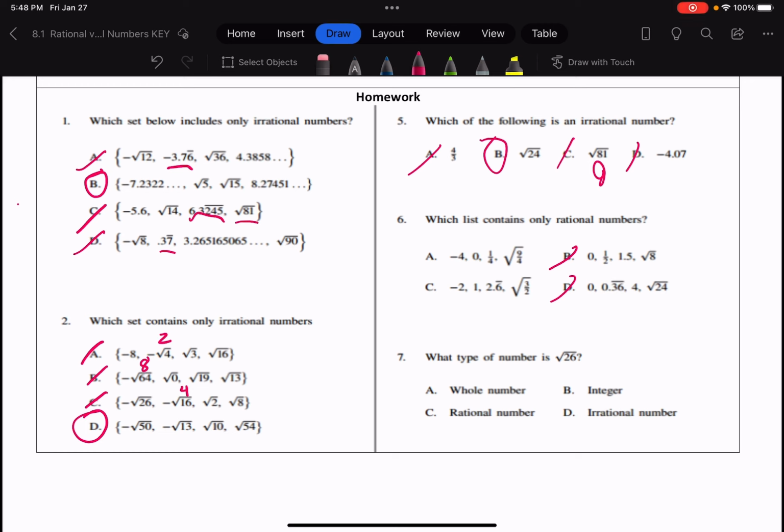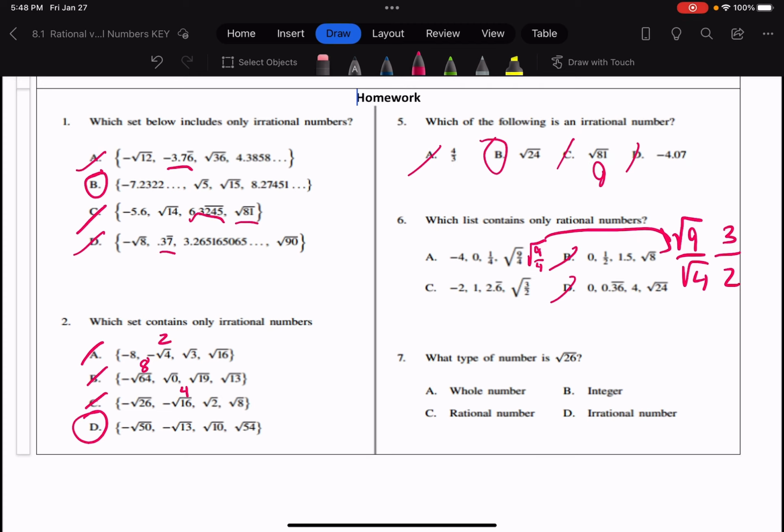Now this last one on A is kind of hard to read, but it says the square root of 9 over 4. And this is a topic that we didn't really get into all that much, but 9 is a perfect square and 4 is a perfect square. So that can be simplified to the square root of 9 over the square root of 4. Square root of 9 becomes 3, square root of 4 becomes 2. So that would make A our rational choice here. And then number 7 says what type of number is the square root of 26. This is an irrational number because 26 is not a perfect square.